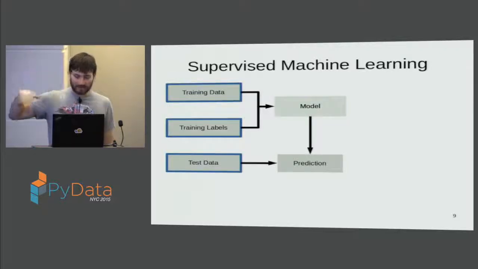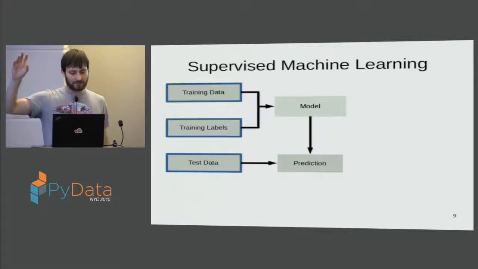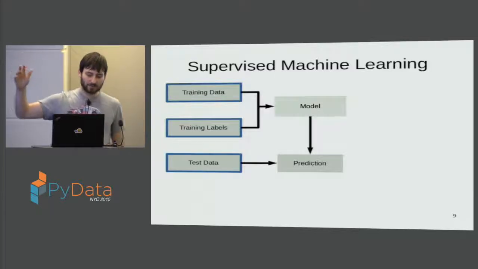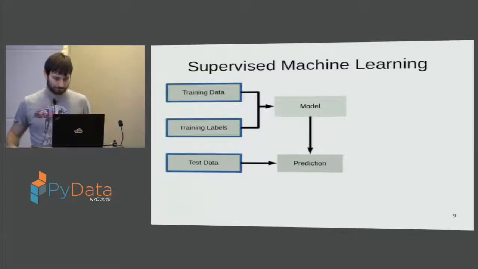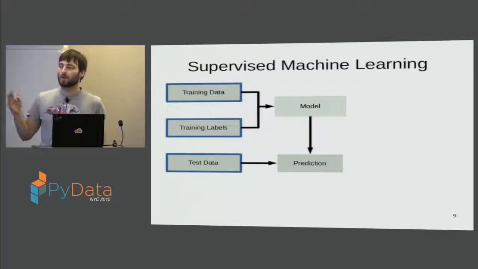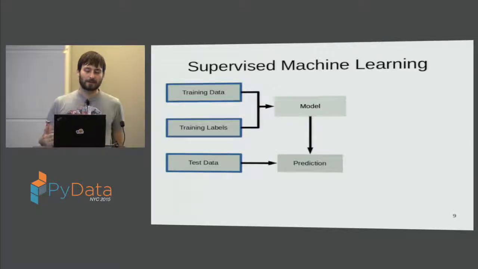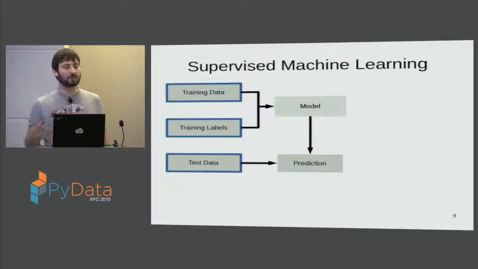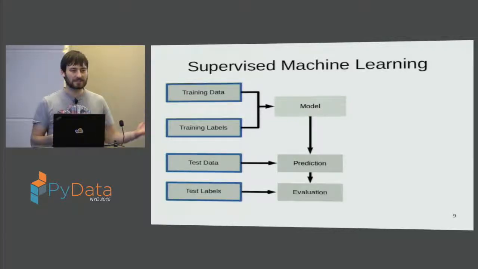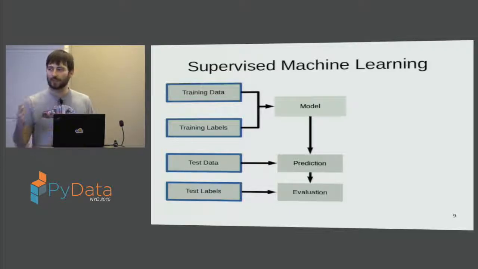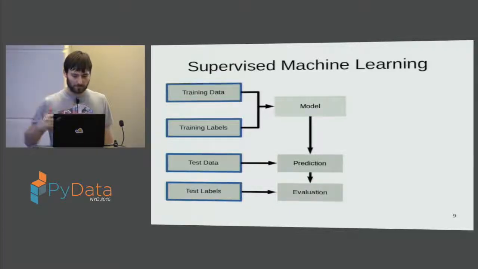Then incoming new emails are your test data, and you can use your model to make a prediction. Usually, once you build the model, you want to evaluate how well it works on your data. You don't want to just use a model; you want to know that you can trust it. So often we use additional test labels, additional annotations, to evaluate how well our model did. And if the evaluation is good, then we can put it into production.